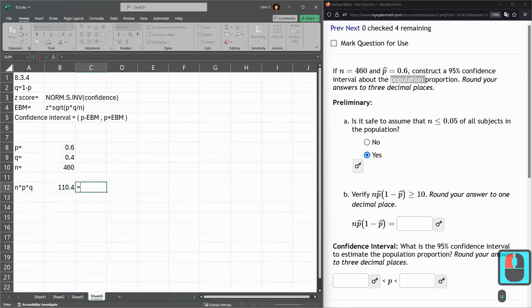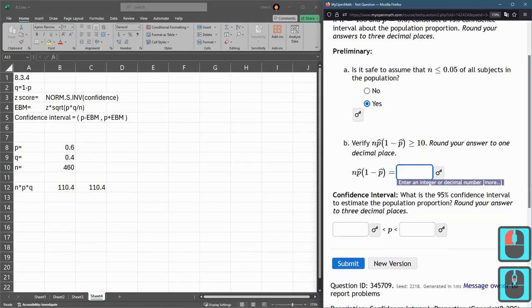Of course, I could have done it the other way, and this would have worked just as well. Same number. All right, so we got that. That goes right here in part B. Perfectly already rounded. Submit.